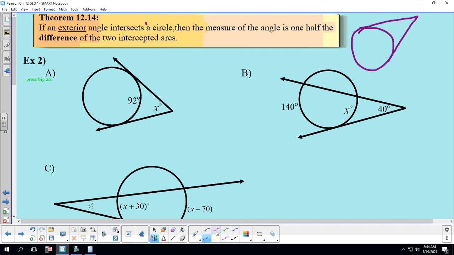so we have, let's call this A, B, and we'll throw C here. So we'll call this angle 1. So the measure of angle 1 is 1/2 the difference of the two intercepted arcs. So like ACB minus AB.